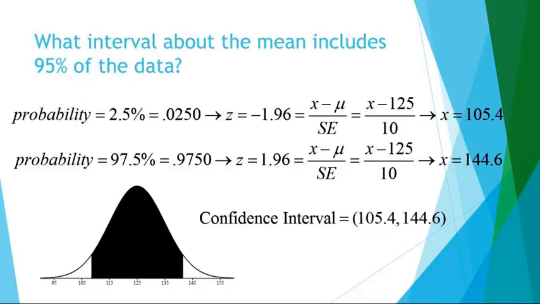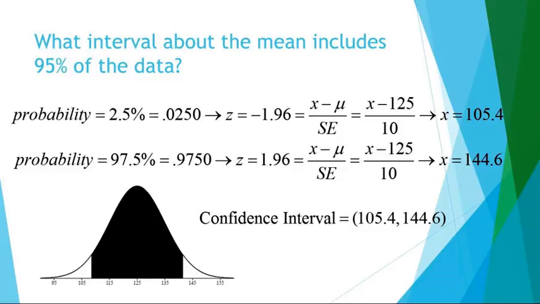Here I want to work backwards. So I want to find the interval so that in the middle, the probability is going to be 95%, so 0.95. In order to do that, I have to see that if my middle part is going to be 95%, then my two tails on my left and my right, those non-shaded regions, are going to be the rest of it, the remaining 5% divided in half, because I have two tails. So I'm going to have 2.5% on my left side, and 2.5% on my right side.